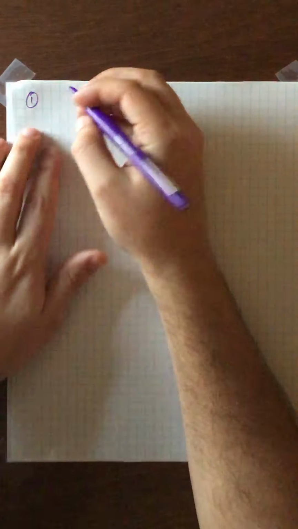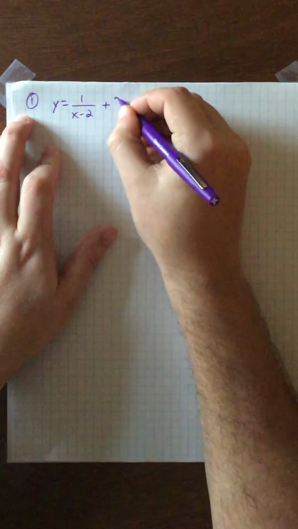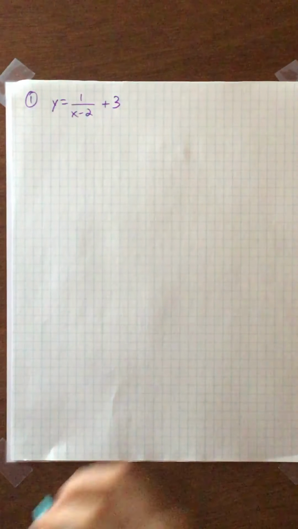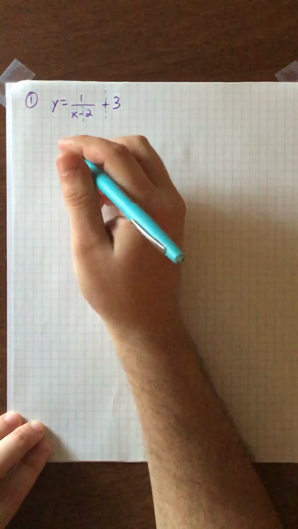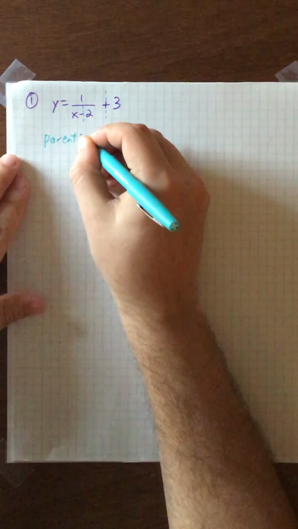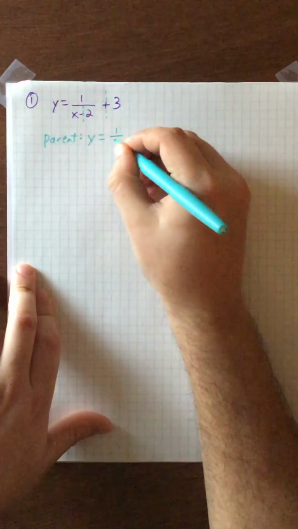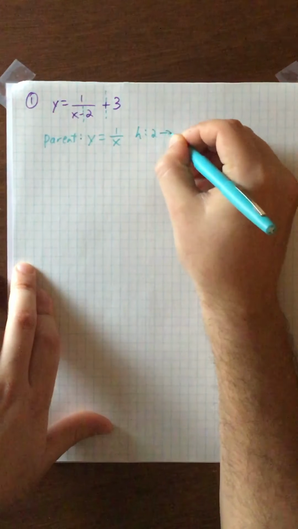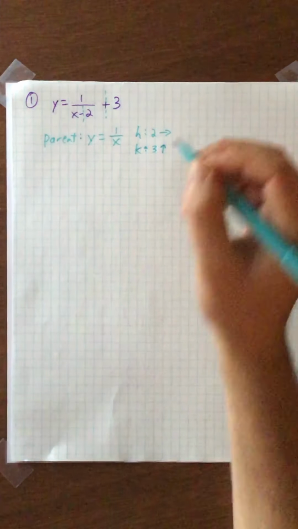Okay, number 1, y equals 1 over x minus 2 plus 3. First thing we are going to do, ignore h and k. Okay, ignore these two numbers and identify what our parent function is. So your parent, and there can be an a value, that's fine, for the parent function. But for this case, it's going to just be 1 over x. And we have an h value of 2. That means we're going to go 2 right.